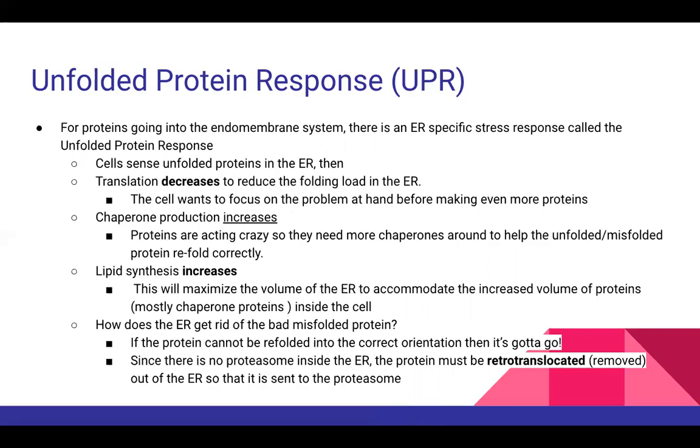And this would make sense because if you have problems with proteins in the ER, the cell wouldn't want to start producing new proteins. It would just want to focus on the problem at hand before making even more proteins. Another thing that occurs in the UPR is that chaperone production increases. And this would make sense also because you have proteins that are behaving irregularly, so you would need more chaperone proteins to be around to help the unfolded proteins refold correctly.